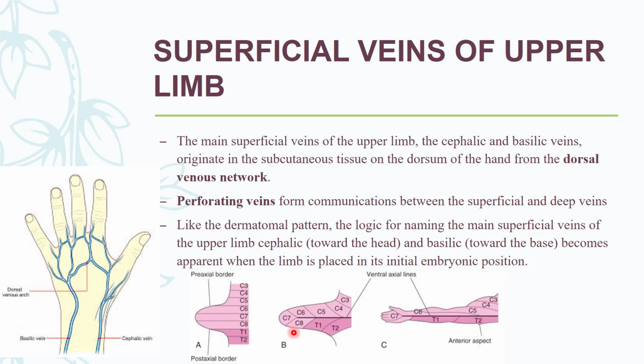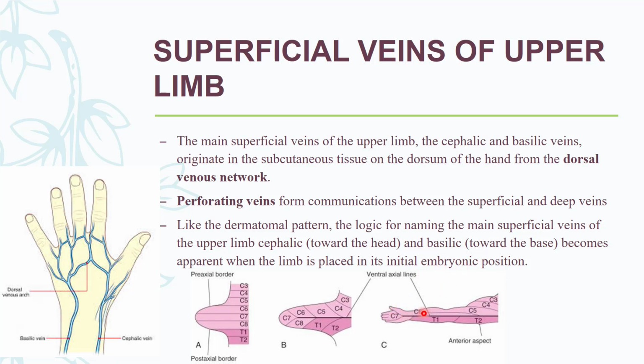Like the dermatomal pattern, the logic for naming the main superficial veins of the upper limb, the cephalic and the basilic, becomes apparent when the limb is placed in the initial embryonic position. See here in this diagram, the cephalic vein is present on the thumb side or the lateral side, but in the embryo the thumb is towards the head side.